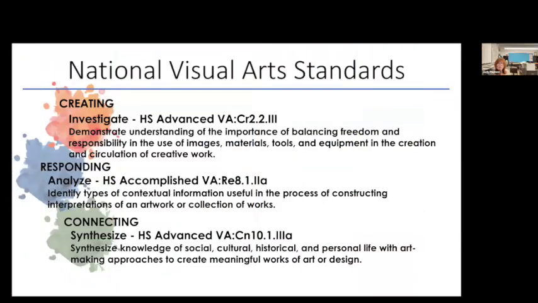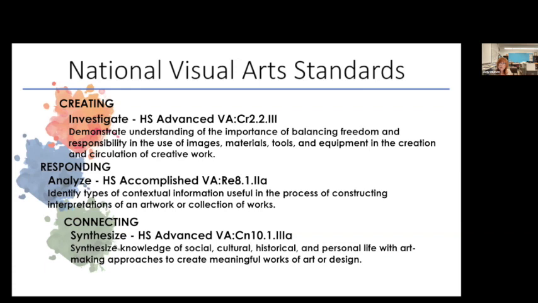So the National Visual Arts Standards support the methods that we'll be exploring today. I've chosen three of the anchors from the standards: creating, responding, and connecting. In the examples that we'll use, we will look at creating as investigation. So balancing the idea of freedom and artistic choice with the responsibility by the artist of those choices.